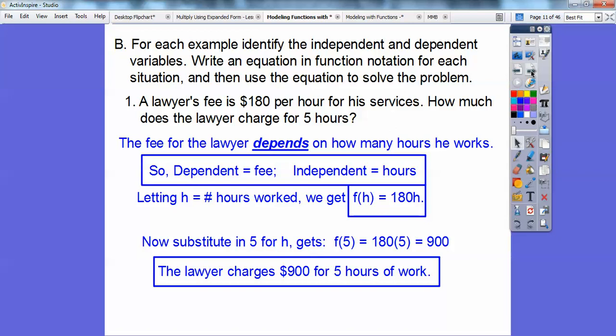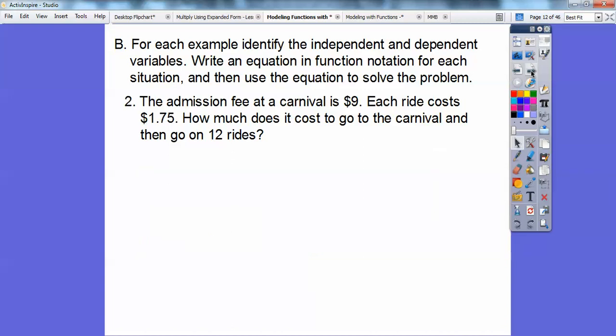Anyways, number two, the admission fee at a carnival is $9. Each ride costs $1.75. So that's on top of the $9. You pay $9 to walk through the gate, and then you pay $1.75 for each ride. So how much does it cost to go to the carnival and then go on 12 rides?